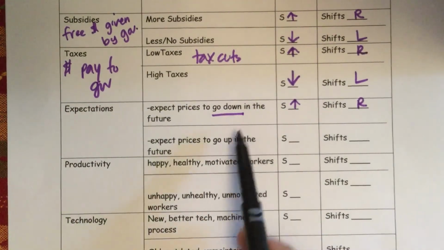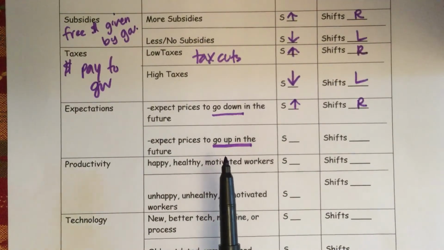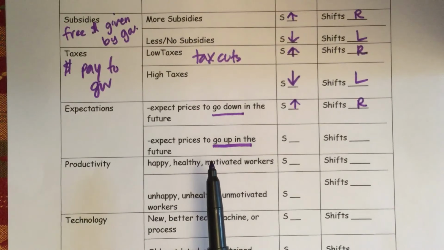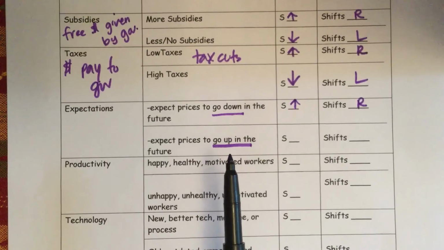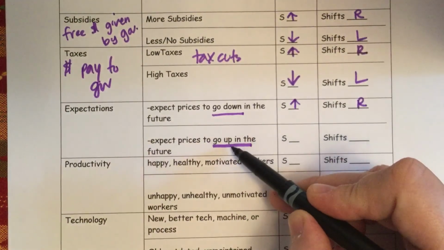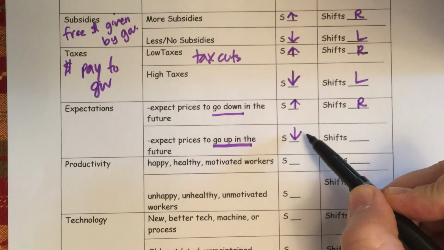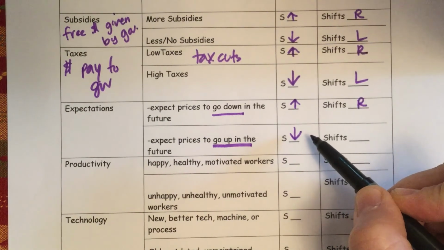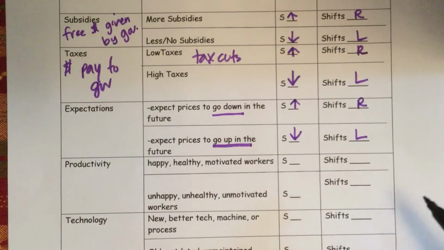If I expect that prices are going to go up in the future, I know that next week people are going to be paying double for my pencils. Well, guess what? I'm not going to put out as much on the shelf for sale right now. I'm going to wait until next week, and then I'm going to sell my pencils at a higher price because then I'll make a better profit. So when you expect prices are going to go up later, my supply is going to go down. I'm going to want to make a higher profit later, and it's going to cause the supply curve to shift to the left.